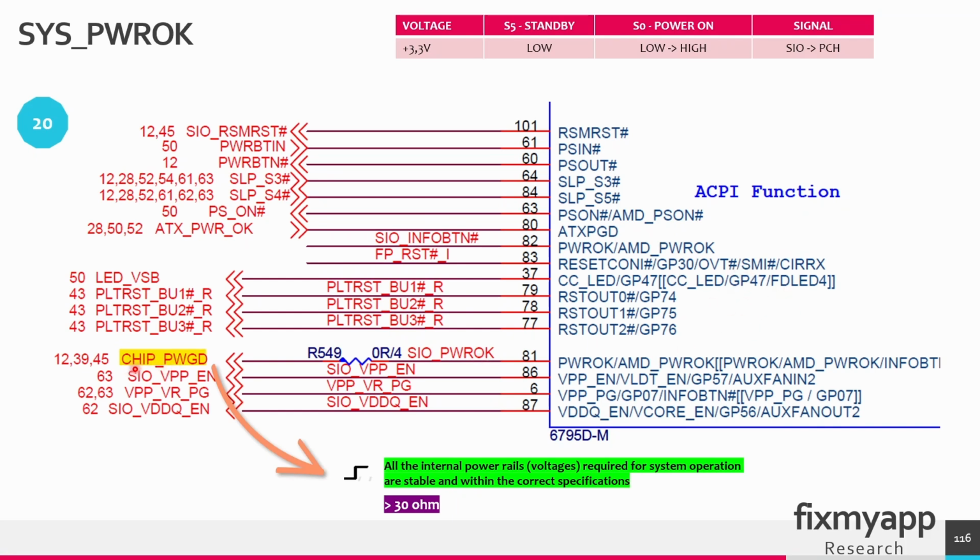The power OK signal is often part of a handshaking protocol between the motherboard and the PSU. So after receiving the ATX power OK signal from the PSU, the motherboard performs additional checks on the internal voltage regulators, power delivery circuits and other subsystems. Once all these checks pass, the SuperIO chip will send a power OK signal back to the PCH. The PCH relies on this signal to continue the power sequence.